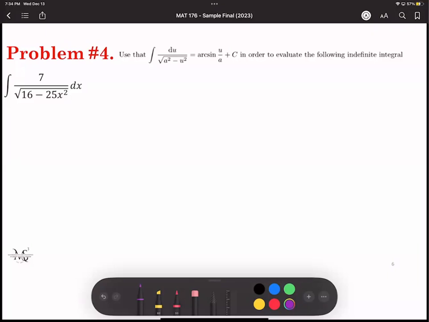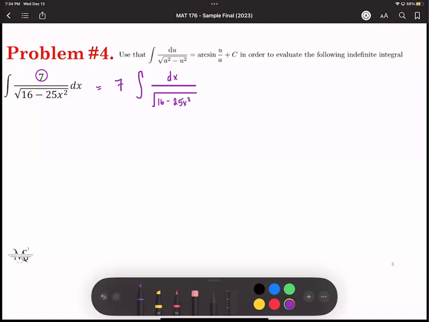First thing is, notice that I have a constant multiple of 7, which I can pull out of the integral. So this will give us 7 times the integral of dx, I can just leave that on the top, divided by the square root of 16 minus 25x squared.